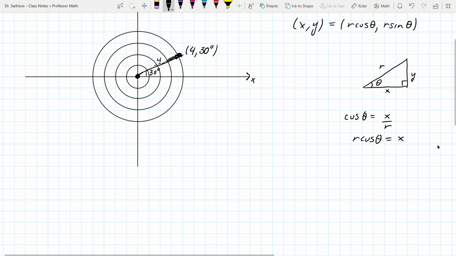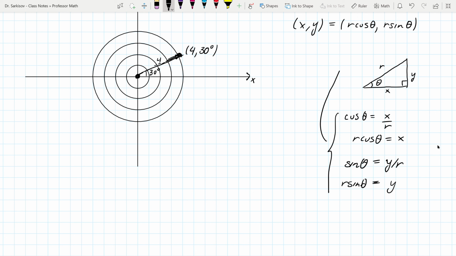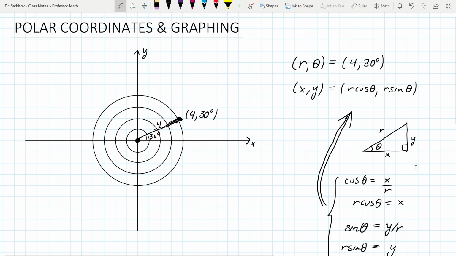Similarly for y, right? Sine of theta is equal to opposite over hypotenuse, y over r, and so y is equal to r sine theta. That's where we get these, okay? So let me just say this is the work for getting that right there. That information of x, y would also be represented by r cosine theta or r sine theta, okay?